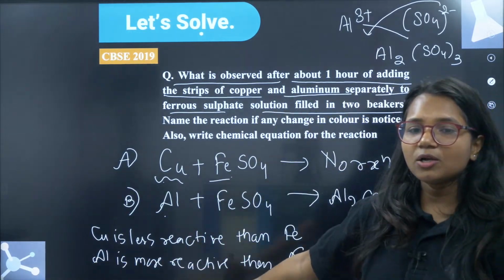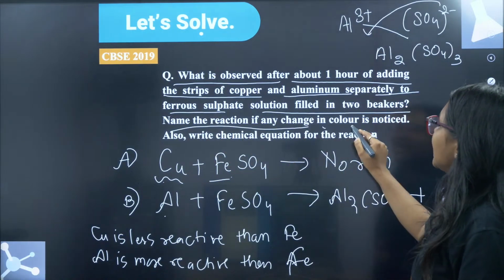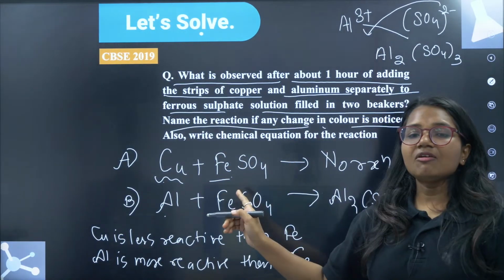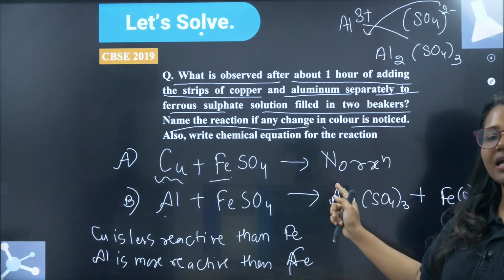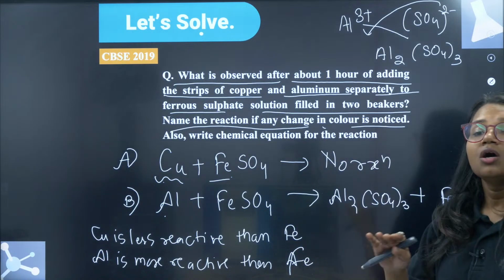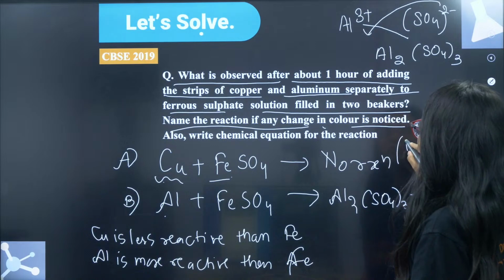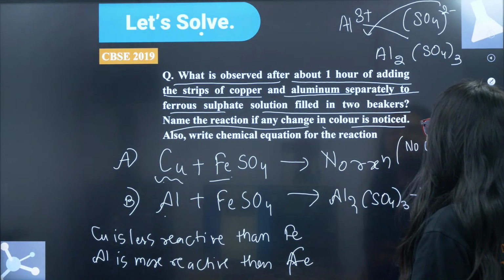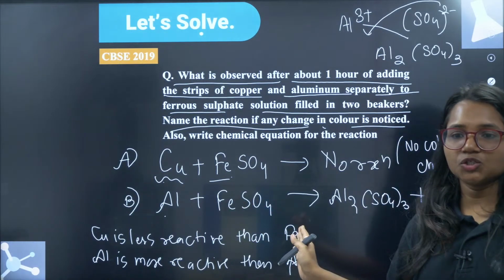This is which kind of reaction? Is there any change in color? Ferrous sulfate is of which color? No matter whatever the color, here there is no color change because there is no reaction. Here the color will get changed.